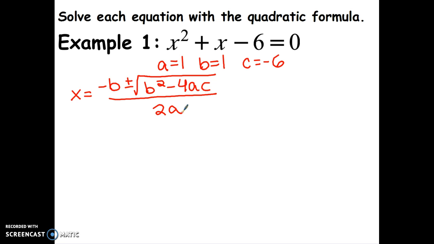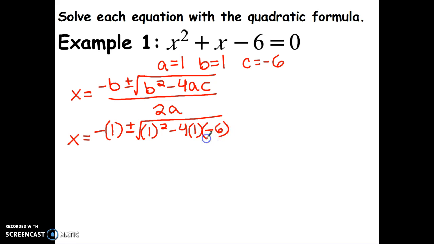So now we're going to plug these values into this formula. Take your time, don't make any mistakes. So I'm going to bring down my negative. My b value is 1. Whenever I substitute, I always put my values in parentheses. Again, my b is 1. a is 1. c is -6. And that's all going to be over 2 and 1.